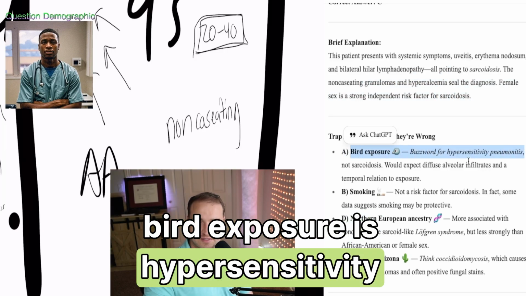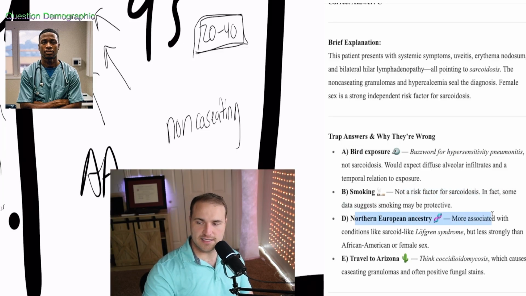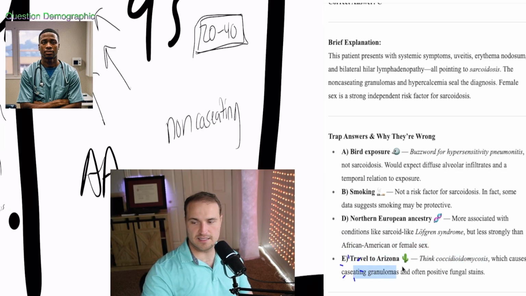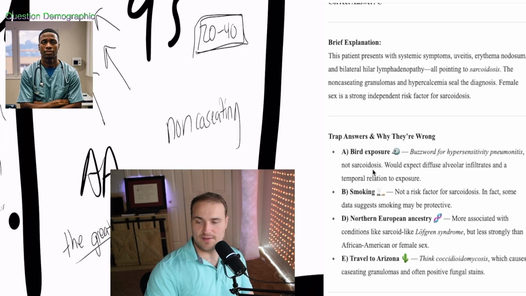Bird exposure is hypersensitivity pneumonitis. Smoking is not a risk factor for it. In fact, it may actually be protective. Northern European ancestry is not it. It's African-American ancestry. And travel to Arizona is coccidioidomycosis, caseating granulomas. Now, sarcoidosis is often called, interestingly enough, the great mimic, because it can resemble everything from lung cancer to tuberculosis, honestly.